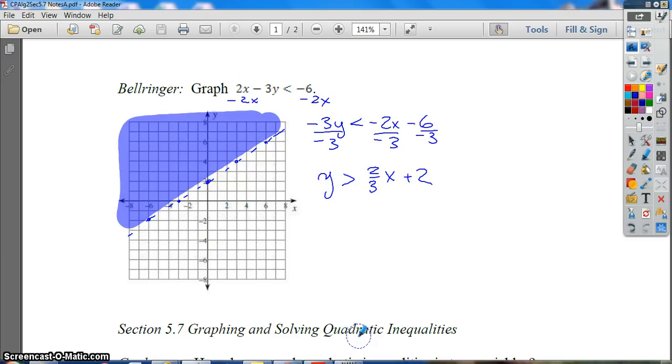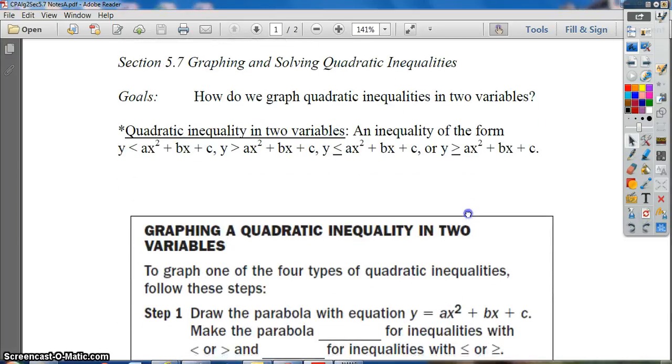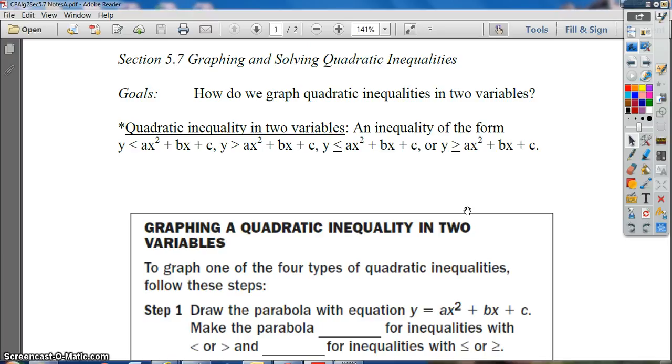Now, let's talk about business, the new business in 5.7. How do we graph quadratic inequalities with two variables? Well, you have 4 scenarios. You have less than, greater than, less than or equal to, and greater than or equal to.